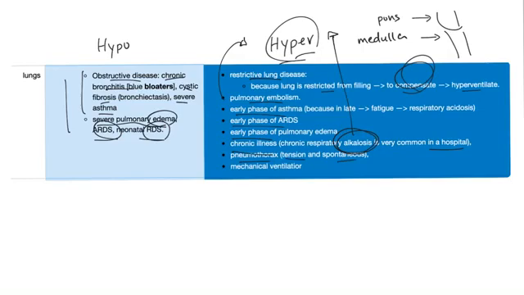Pneumothorax, tension or spontaneous, because in either one you will get sudden shortness of breath and sudden pleuritic chest pain. Mechanical ventilator, of course, can lead to hyperventilation. We are forcing oxygen into your system against your will.